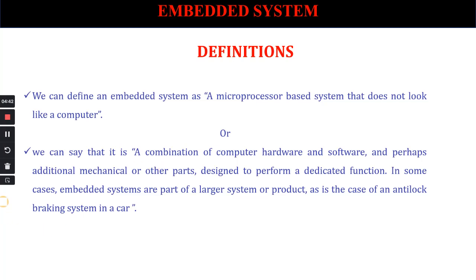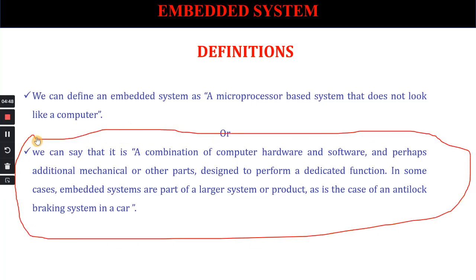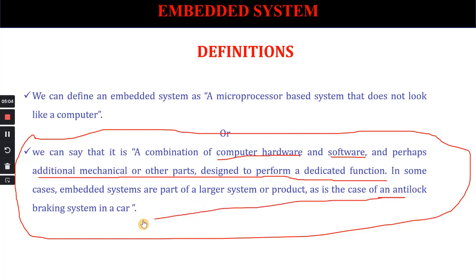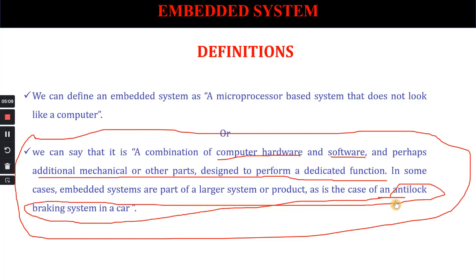If you go for vehicle based concepts, this definition can be applicable. For example, we can say it is a combination of computer hardware and software and perhaps additional mechanical or other parts designed to perform a dedicated function. What is a dedicated function with a mechanical part? Here they have mentioned the anti-lock braking system. Everyone knows that, right? The anti-lock braking system is used to apply the brake in an emergency condition in the vehicle. So for that kind of application, we can use embedded systems.